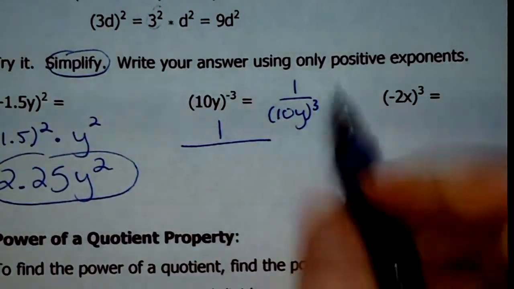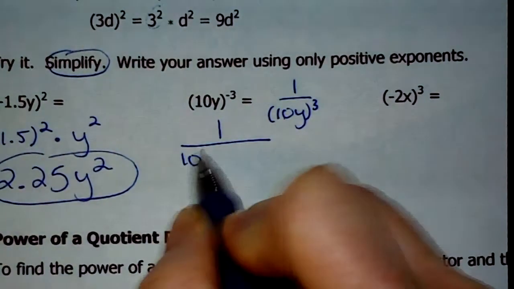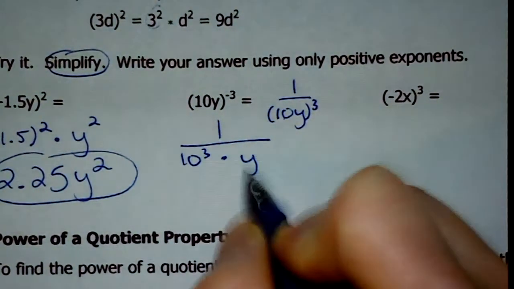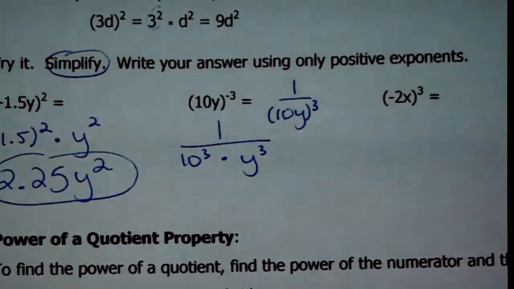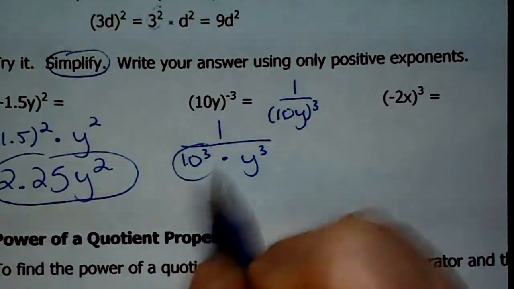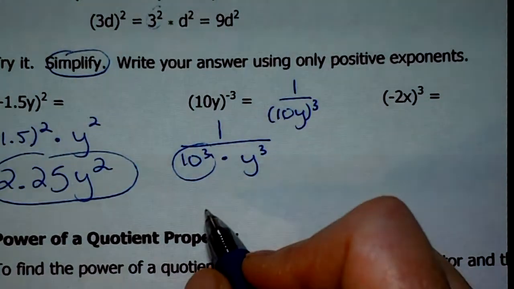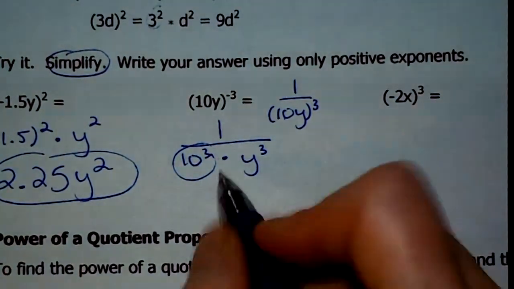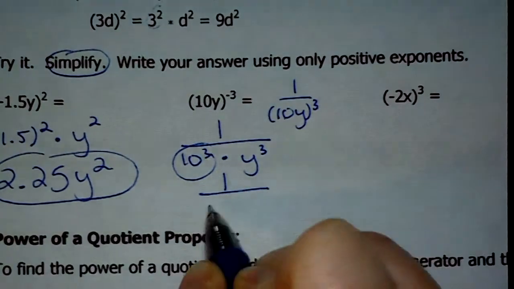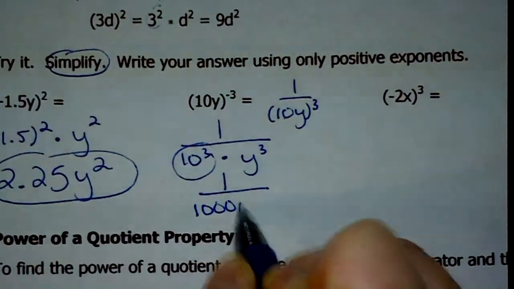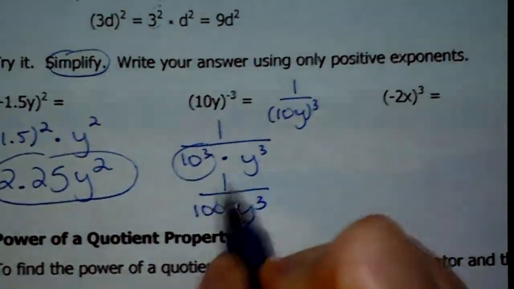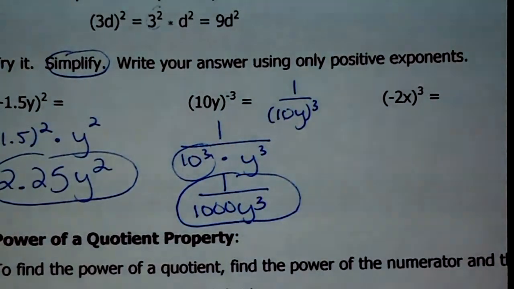Then break it up. This means 10 to the third power times y to the third power. Now this is what I mean when I say simplify. We can simplify 10 cubed. We know that 10 times 10 times 10 is going to give us 1,000. So I have 1 over 1,000 y cubed. That would be the final answer for that one.